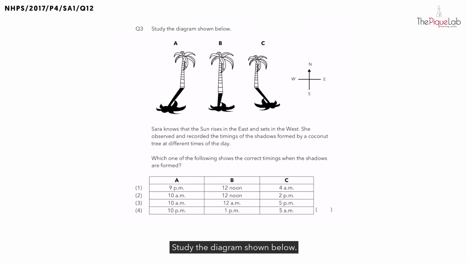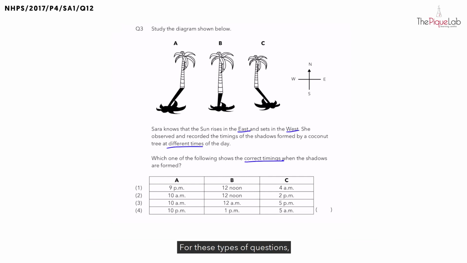Study the diagram shown below. Sarah knows that the sun rises in the east and sets in the west. She observed and recorded the timings of the shadows formed by the coconut tree at different times of the day. Now, which one of the following shows the correct timings when the shadows are formed?